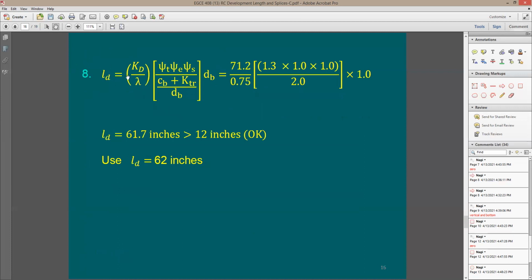I'm going to say here, let me try my equation. It's going to be 71.2 for this factor, divided by 0.75. And then you have here 1.3 for the top rebars. Epoxy, no epoxy coating. The size, it's number 8, more than number 7. It's going to be 1. C sub b divided by d_b is going to be 2, times 1, the bar diameter is going to be 1. I'm getting here 61.7 inches, 12 inches. I'm going to be using 62 inches. So, okay, good. Now I know how to figure out this length, development length needed.